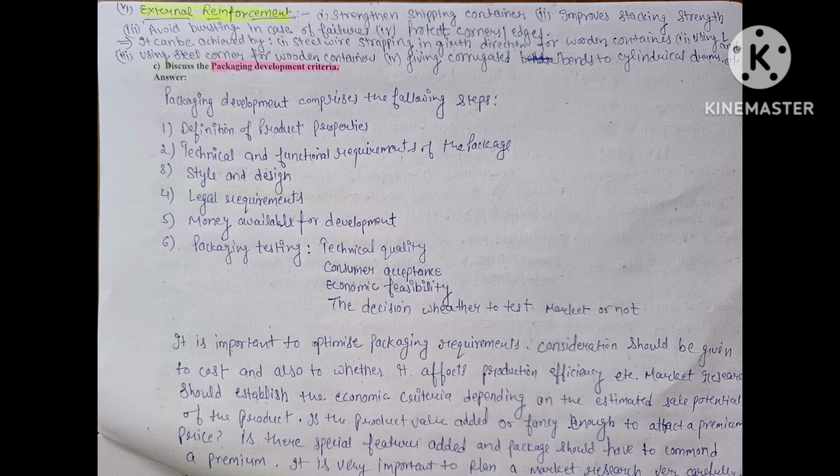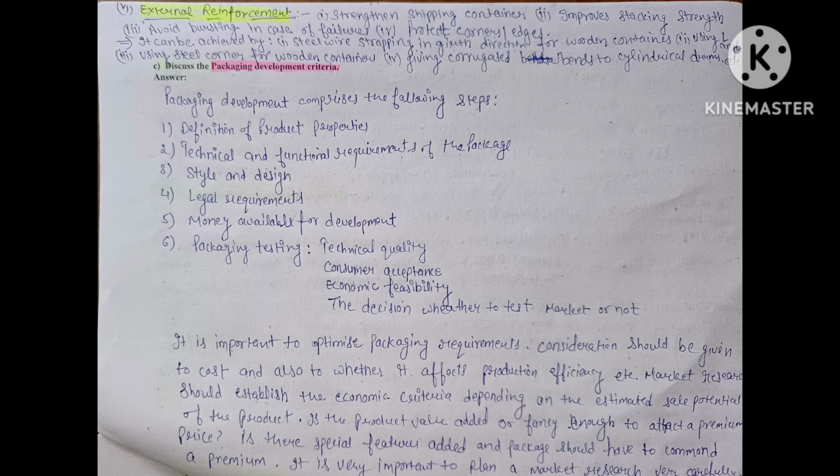Now, moving to question number 3, discuss the packaging development criteria. Packaging development comprises of following steps. Step number 1 is definition of the product properties. What is the nature of your product? Then technical and functional requirements of the package, style and design, legal requirements, money available for development, packaging testing. Testing includes technical quality, consumer acceptance, economic feasibility, the decision whether to test market or not.